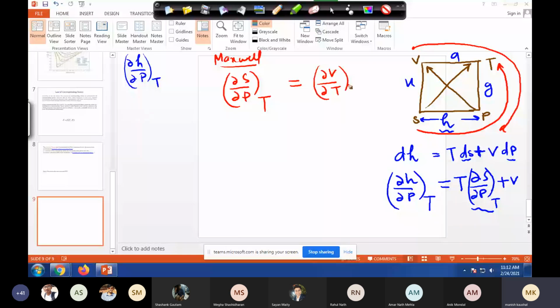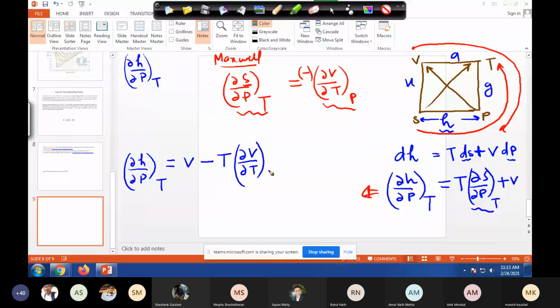Now what about signs? Here in the numerator we have S. S arrow is going away, so plus sign. V on the top, arrow is coming, so minus. Okay. So we can replace ∂S/∂P at constant T with this ∂V/∂T at constant P. So let's do that. We have ∂H/∂P at constant T equal to V, we can put ahead, and then this minus is there, so minus T, ∂V/∂T at constant P.